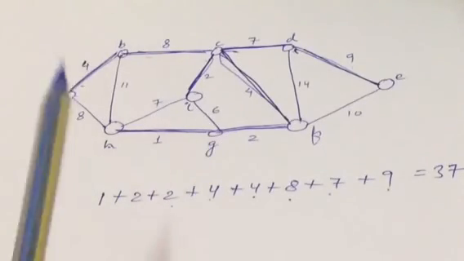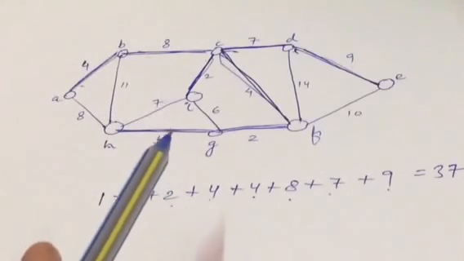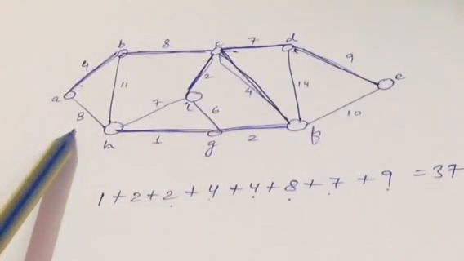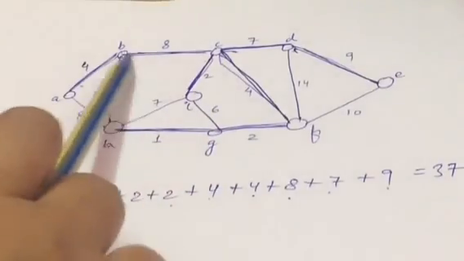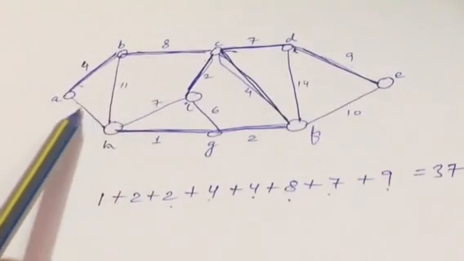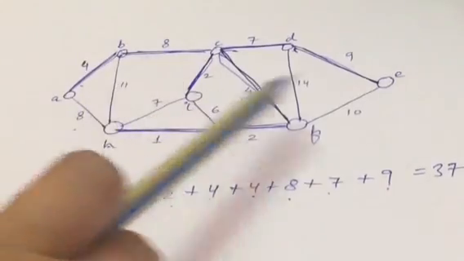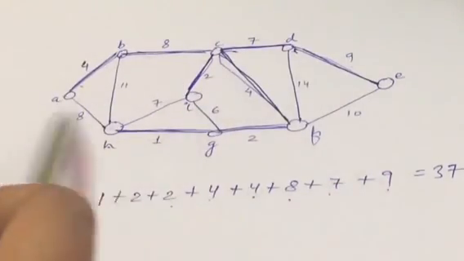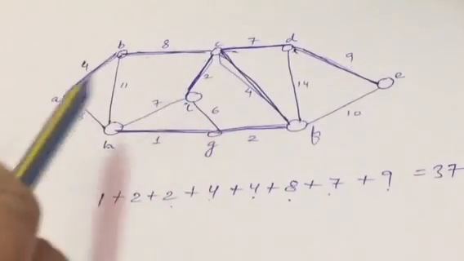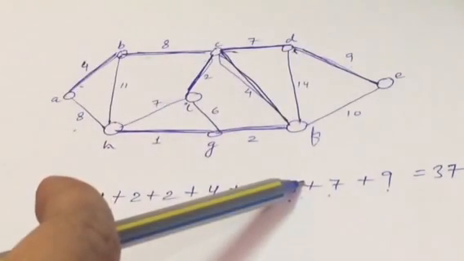There can be another way also to find the minimum spanning tree, since for some edges like this one, if you do not select B-C and you select A-H, then also the cost will be the same and you will get another spanning tree. So it is not a unique way of finding a spanning tree.